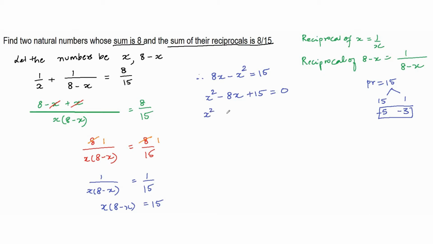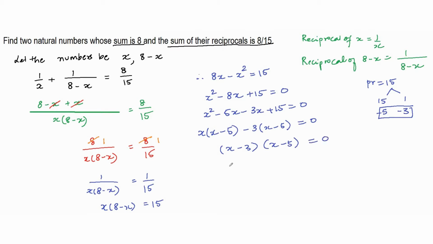So this becomes x square minus 5x minus 3x plus 15 is equal to 0. So x into x minus 5 minus 3 into x minus 5 is therefore equal to 0, which means x minus 3 multiplied by x minus 5 is equal to 0, and therefore either x minus 3 is 0 or x minus 5 is 0. Now x minus 3 is 0 implies x is equal to 3, or x is equal to 5.